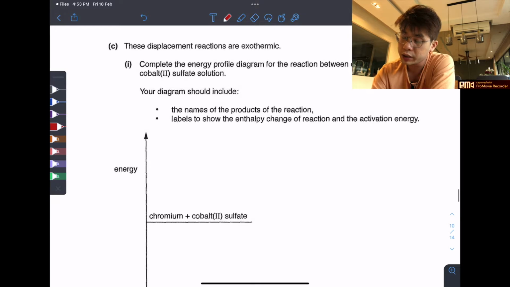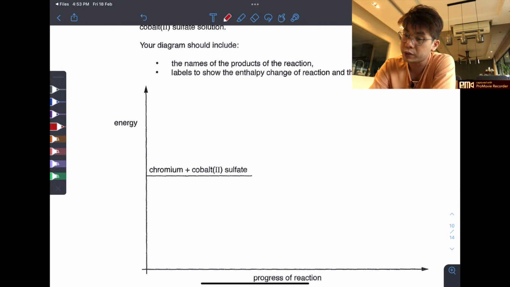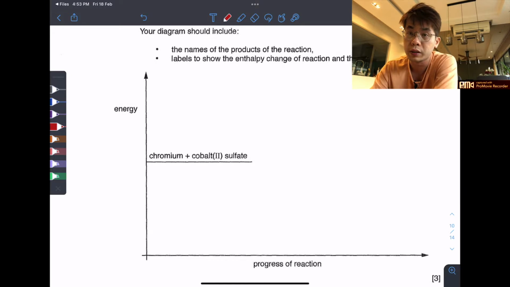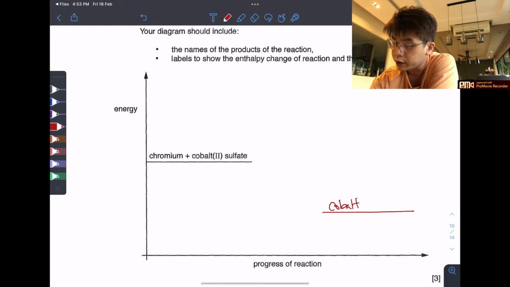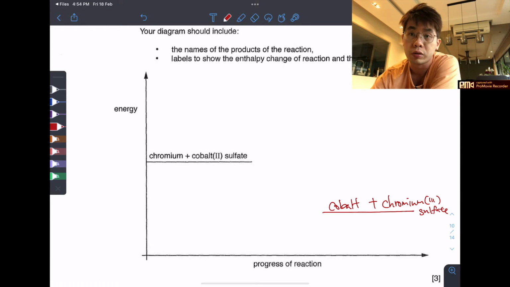Next one. Displacement reactions is exothermic. Complete the energy profile diagram between chromium and cobalt. So I need to have the name. It's exothermic, so energy release. So products have to be below. Chromium and cobalt 2 sulfate will form cobalt metal, remember, don't have the symbol behind. And then we have chromium 3 sulfate. Some of you might ask me, Joe, how do you know that it's chromium 3? You read the question, it gives it to you.